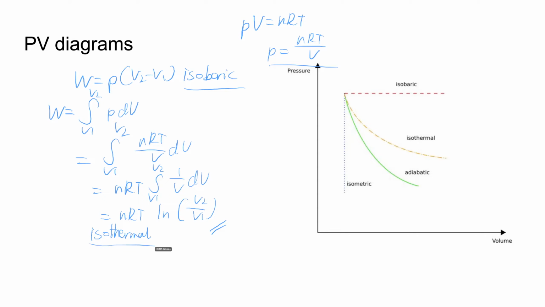So yeah, isochoric is basically when the pressure is changing, but the volume just doesn't change. So there's no area. So the work done in this case is 0 for isochoric.